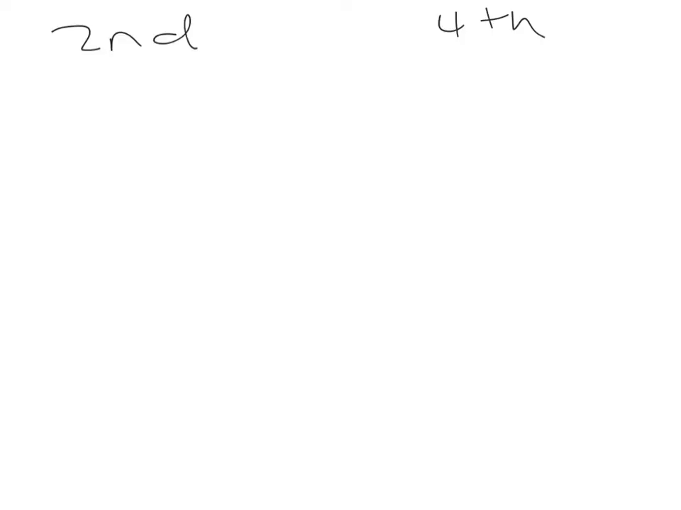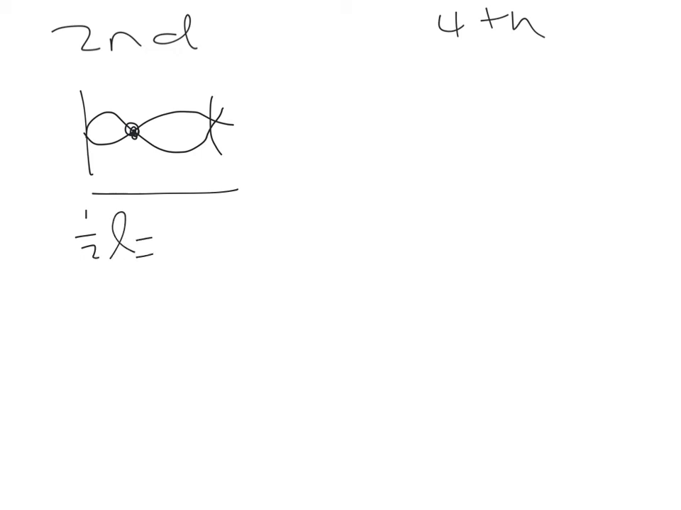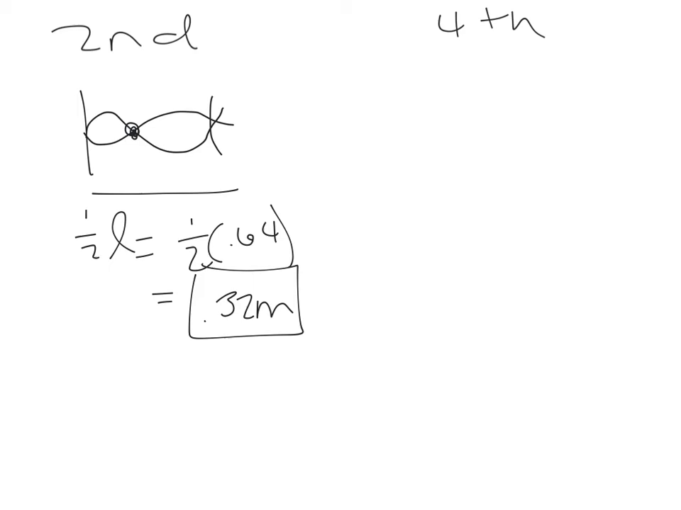So in order to figure out where it is for the second harmonic, I'm just going to draw a picture of what the second harmonic looks like. So I know that there should be two antinodes. And if I want to figure out where this node is, if this is the whole length, then I know that my node is at 1/2 of the length. And so that would be equal to 1/2 of 0.64 meters, which would be 0.32 meters. So I'd want to press down at 0.32 meters for the second harmonic.